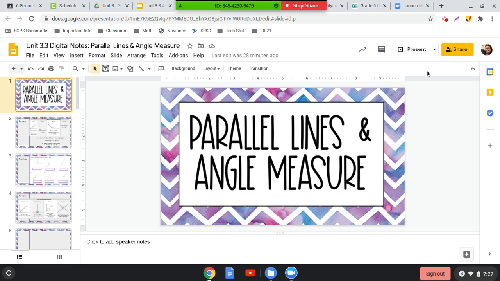All right, guys. So here we go. You should be on Unit 3.3 Digital Notes. Have those open. It's parallel lines and angle measure.